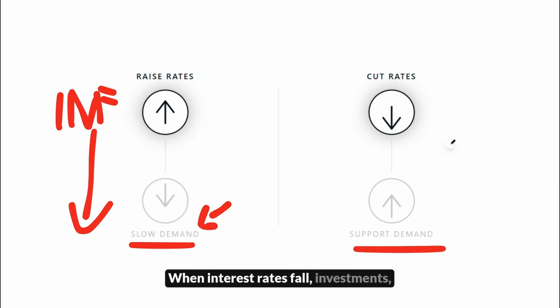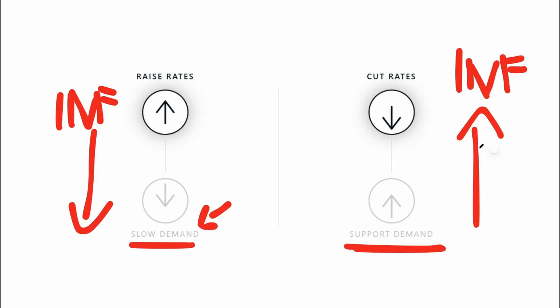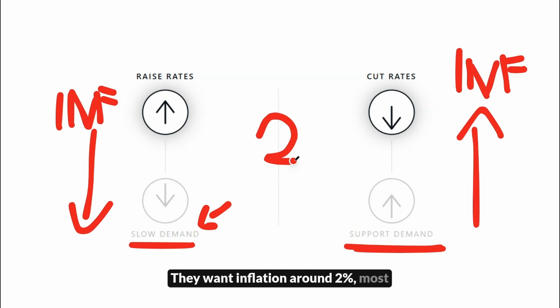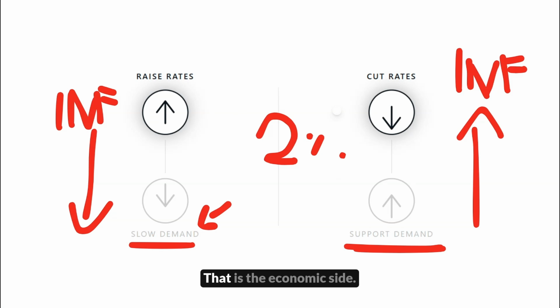When interest rates fall, investments and borrowing become more attractive, because the fixed interest rates that people get on savings and on treasuries become less attractive. And so demand starts to get supported. And they do this to raise inflation, because they want inflation around 2%. Most central banks, not all central banks, want inflation around 2%. If it's too high, they need to raise interest rates to bring it towards 2%. If it's too low, they need to cut interest rates to support inflation. That is the economic side.